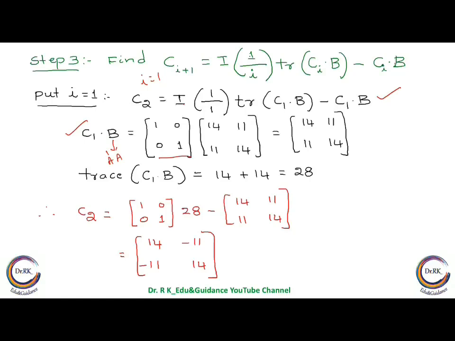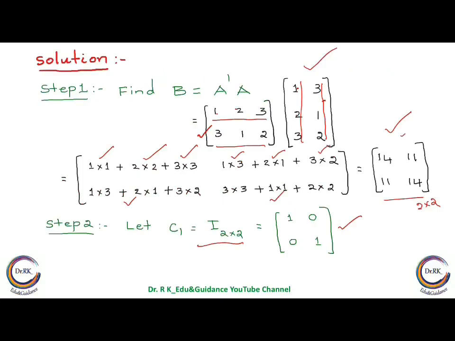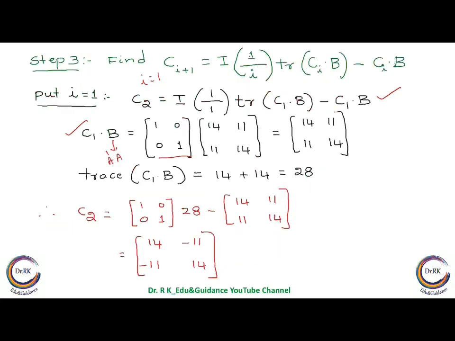So already what we got, this one B, 14, 11, 11, 14. So now we need not multiply. If you multiply a matrix by identity matrix, anyhow the same matrix we get. Right? So this is C1b. Next, trace of C1b, trace of this matrix. Trace means sum of diagonal elements. That is 14 plus 14, that is 28.